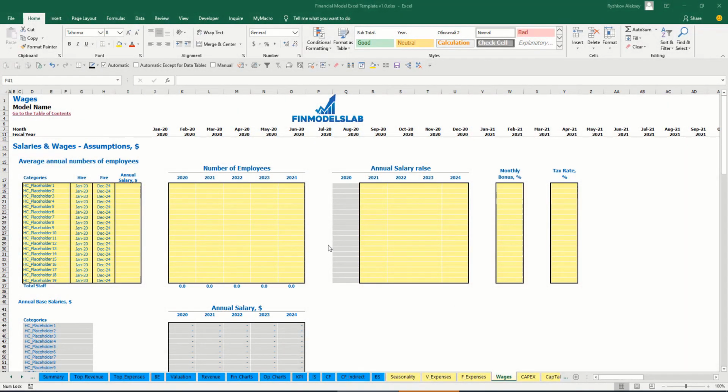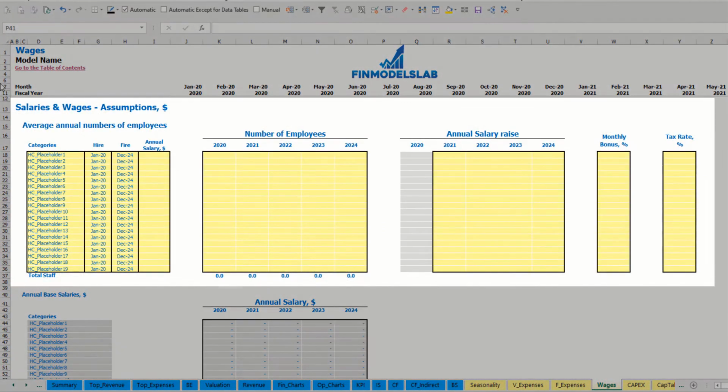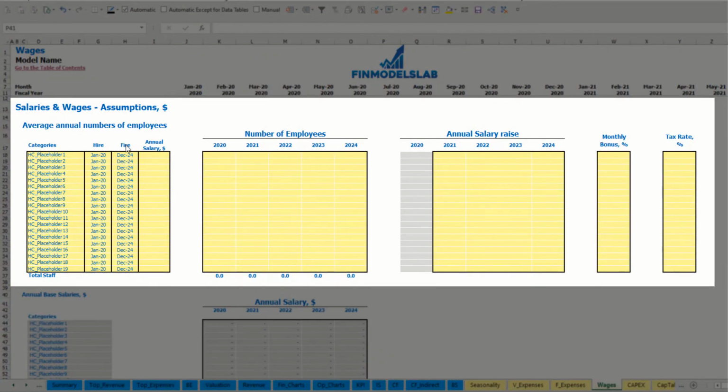On the wages tab, you can input your headcount by categories with hire and fire date, with annual salary, with ability to input different number of employees by years, with annual salary rise percentage, with monthly bonus and tax rate. Let me give you a couple of examples.